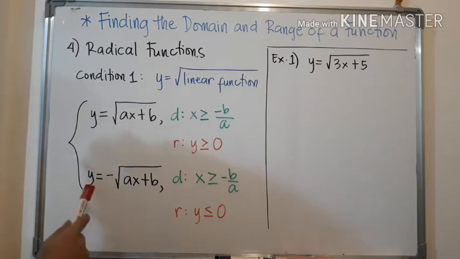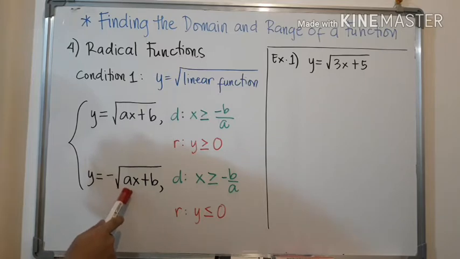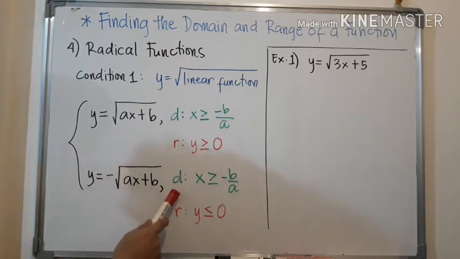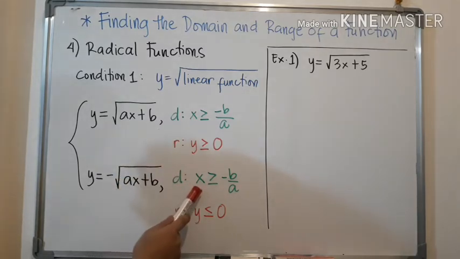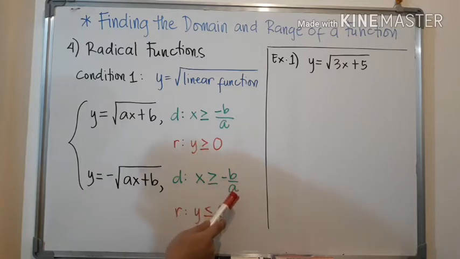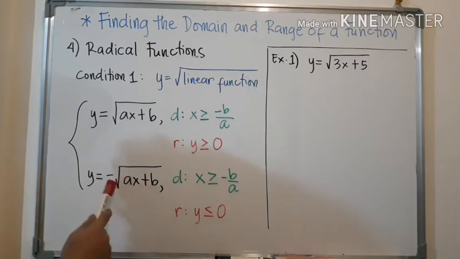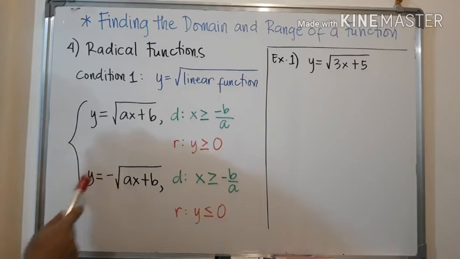Now, if the case is y is equal to negative the square root of ax plus b, our linear function, then our domain is the same as the first one, the set of all x greater than or equal to negative b over a, but its range is different from the first because its range is the set of all y's less than or equal to 0 because of this negative sign.